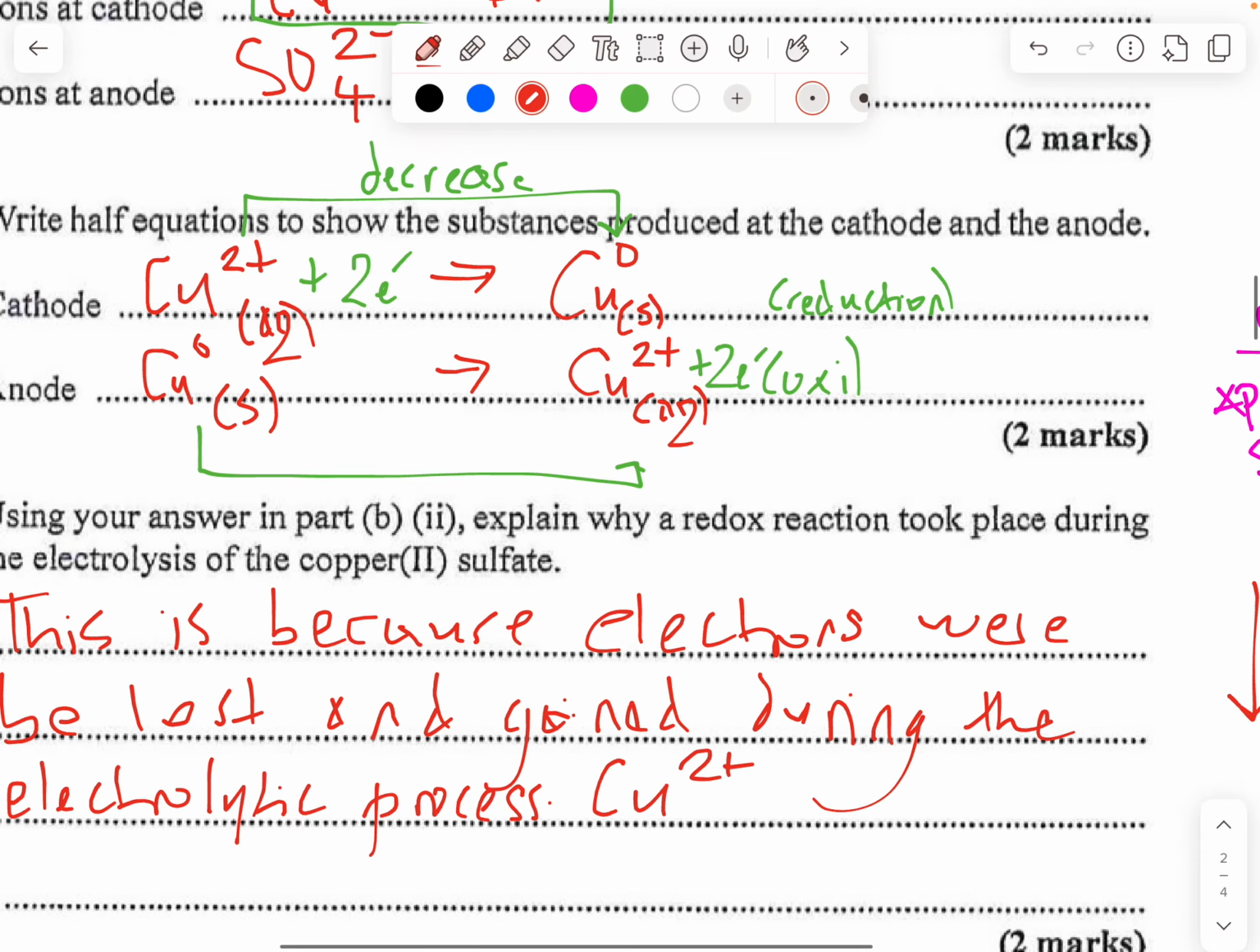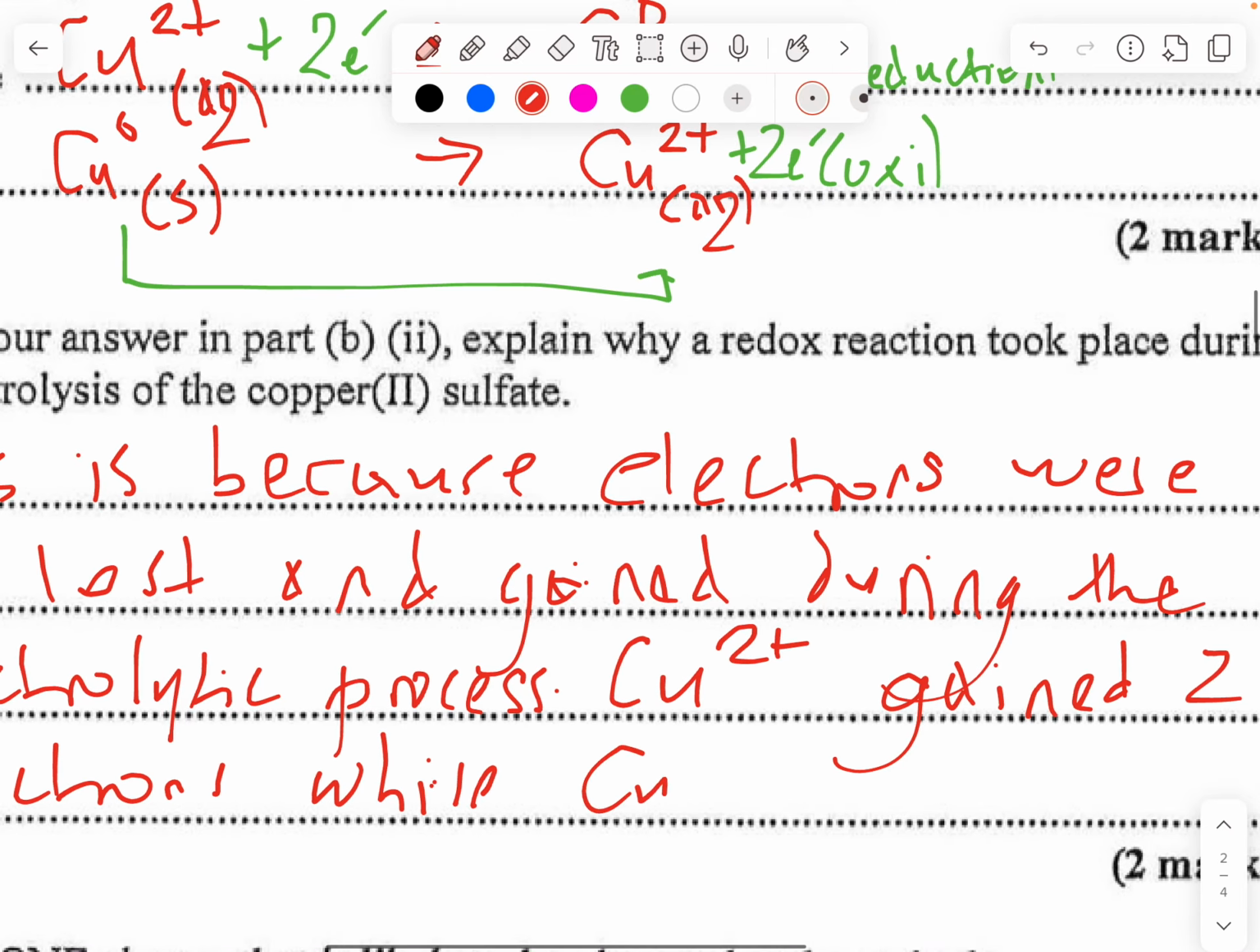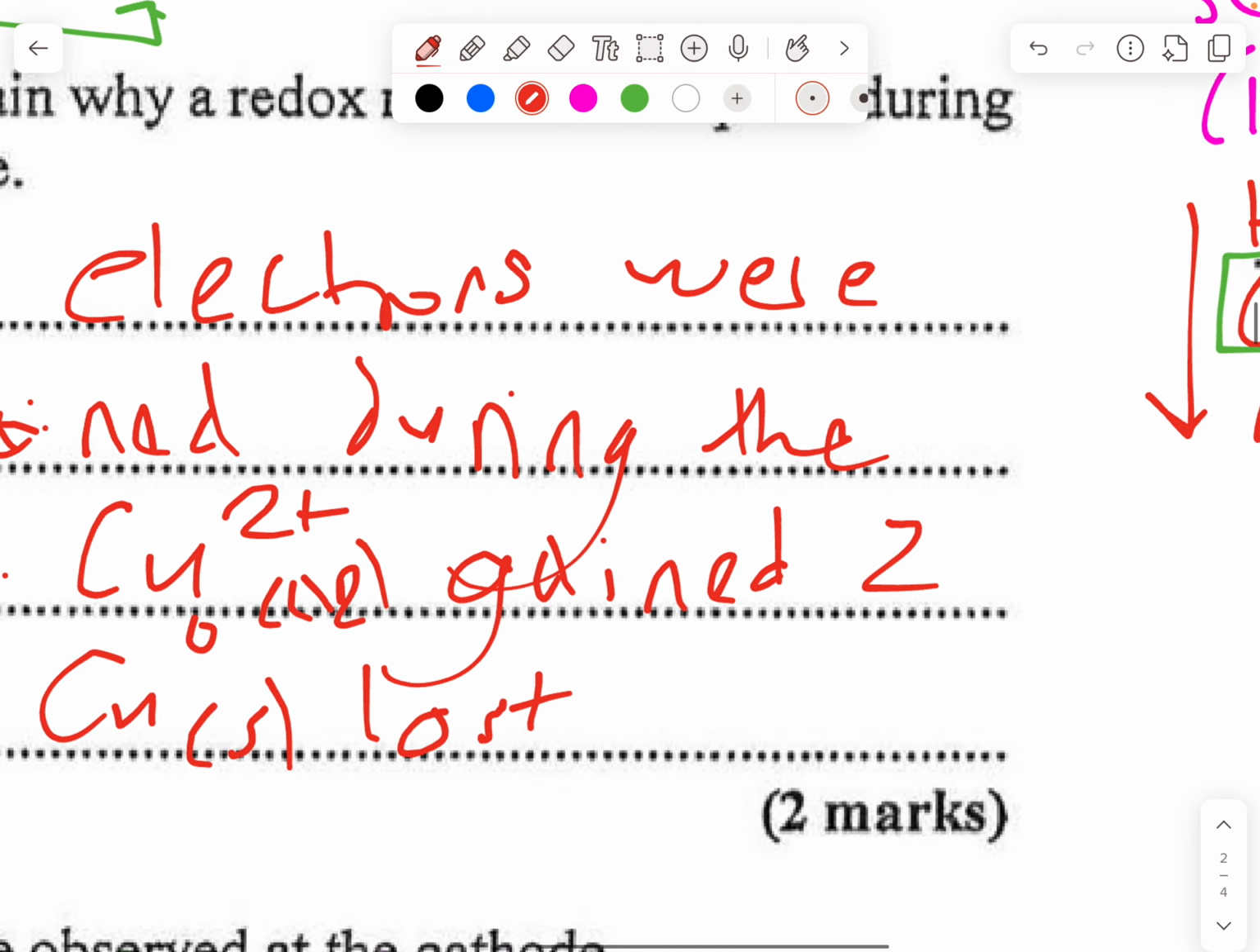Cu2+ gained 2 electrons, while Cu neutral solid lost 2 electrons.